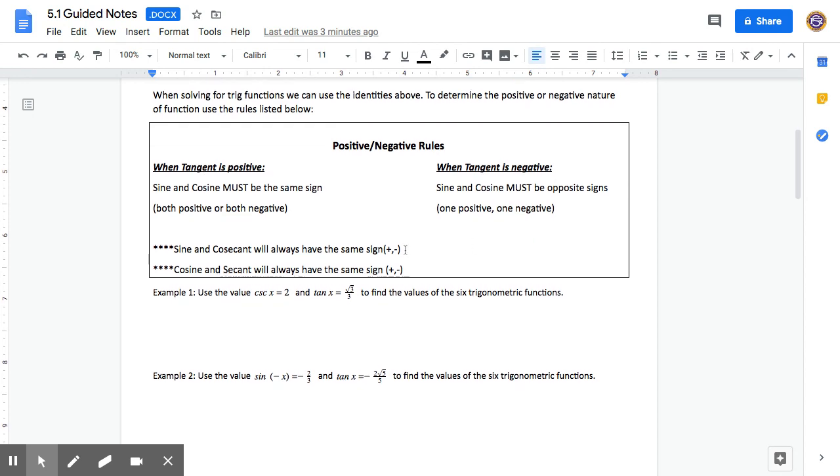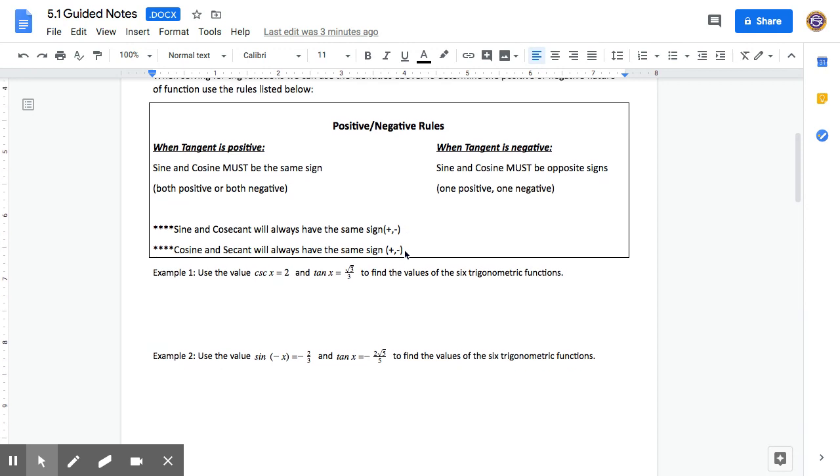And then sine and cosecant always have the same sign, whether it's positive or negative. They always match, and cosine and secant always match. And I should have put there too, tangent and cotangent always match as well.